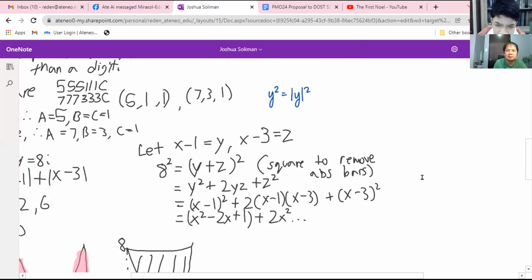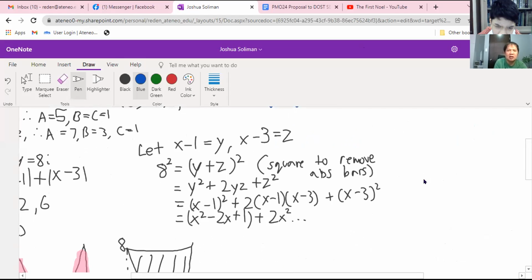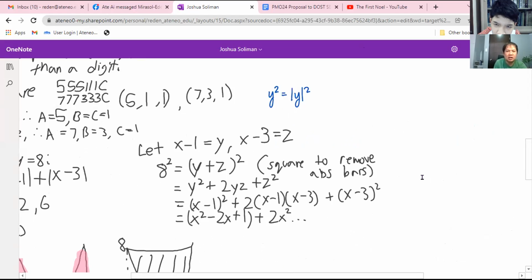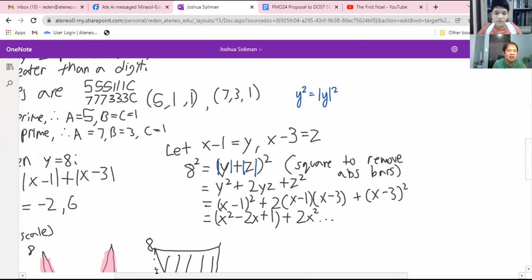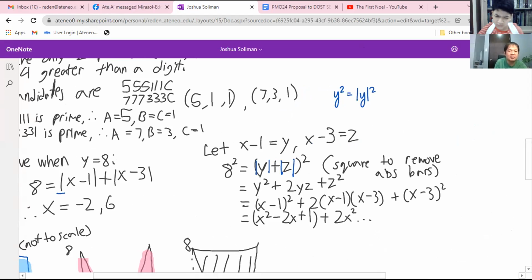So yeah, I get what you're doing here, but strictly speaking, what you're squaring here is the absolute value of y plus the absolute value of z. Because y is x minus 1, but if you look at the first term, it's not really x minus 1, but rather the absolute value of x minus 1. So when you square, you're going to end up with the absolute value of y squared and the absolute value of z squared and the absolute value of y multiplied by the absolute value of z, which is doubled in the middle term. And I agree, this is equal to y squared.